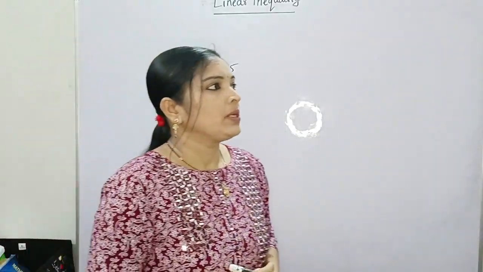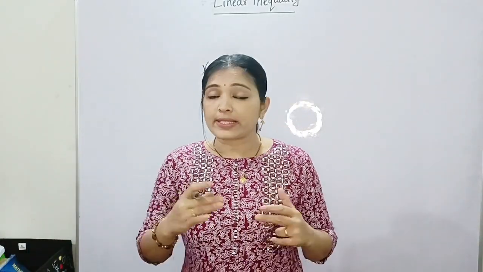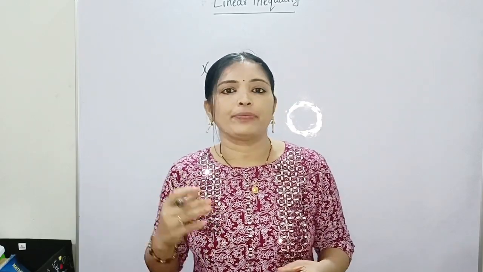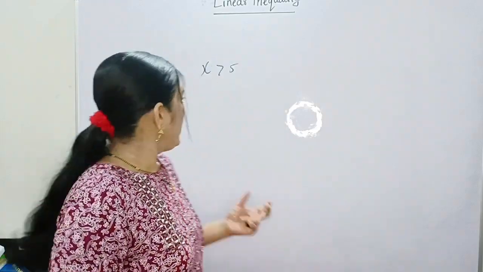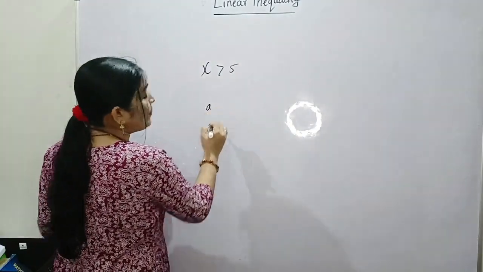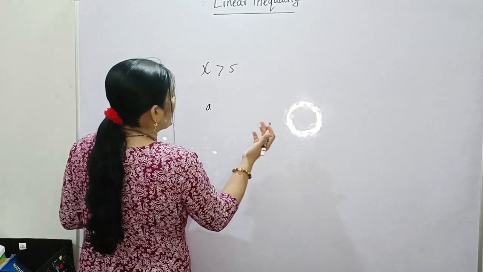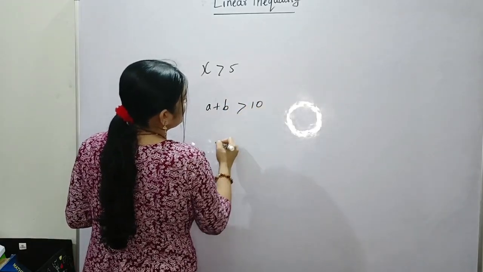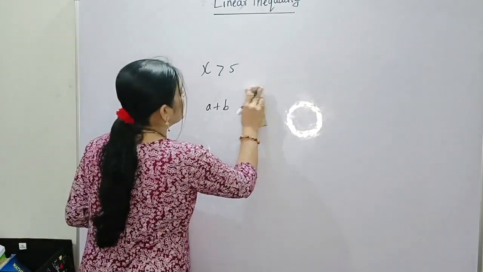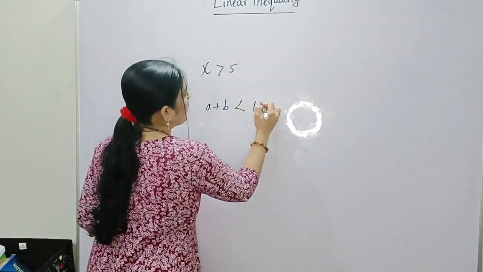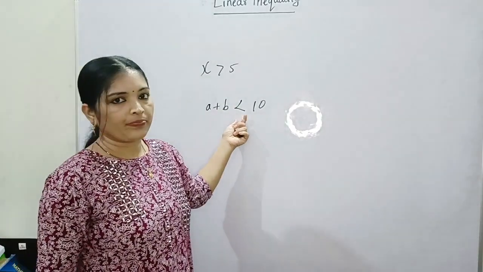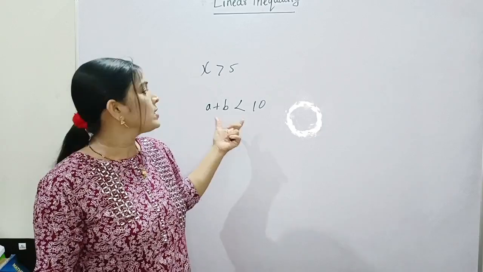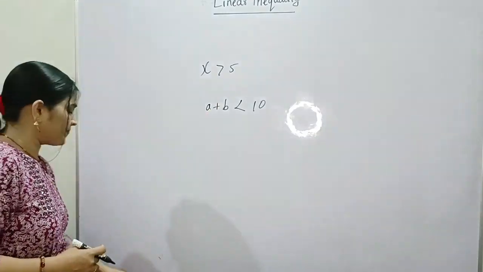Another example. The sum of the ages of two brothers is greater than 10. If A is the age of one brother and B is that of the other brother, then we can write A plus B greater than 10. Or if it is less than 10, A plus B less than 10. It is one inequality. This sentence also cannot be written as an equation. So these are examples of inequality.